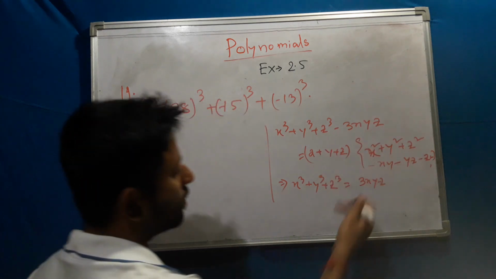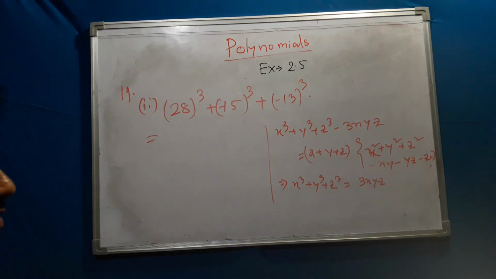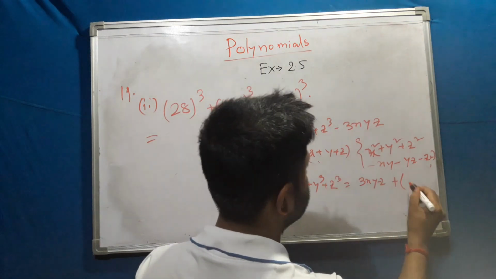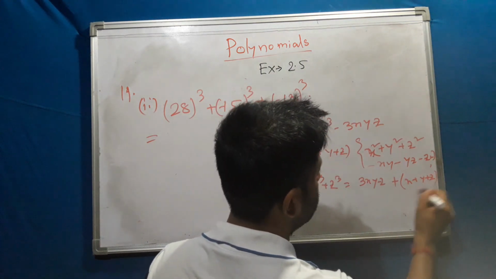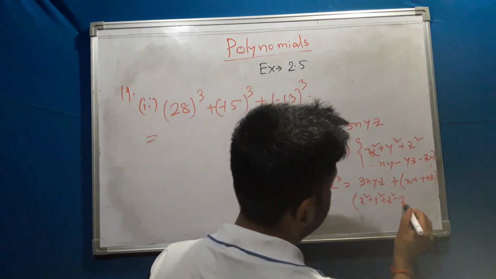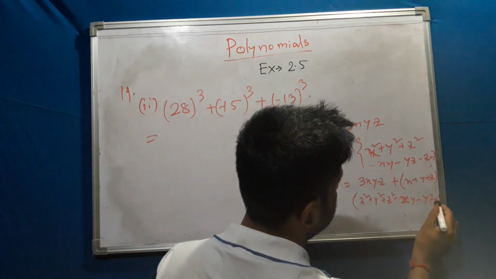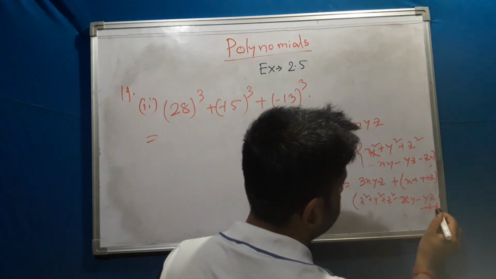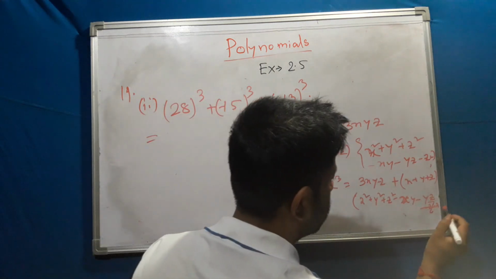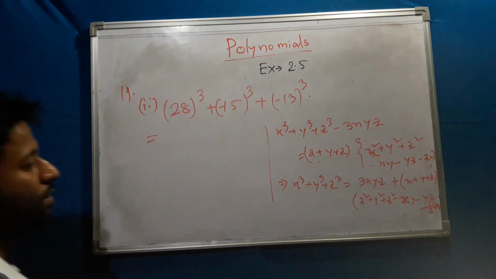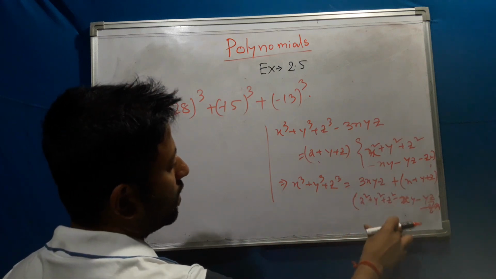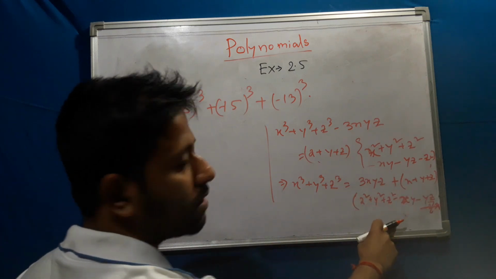3xyz. This will become positive on that side. So plus, and this remaining term, that is (x plus y plus z) into (x square plus y square plus z square minus xy minus yz minus zx). Okay, so ultimately this is our requirement and I have to put these things. So the identity will be this one.